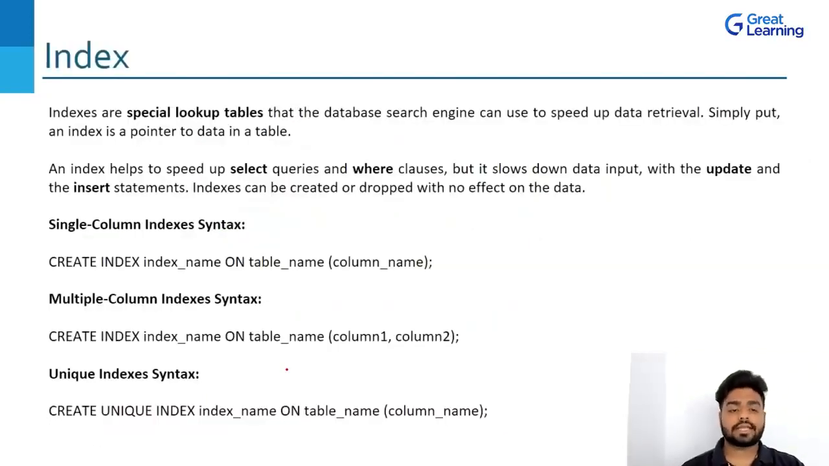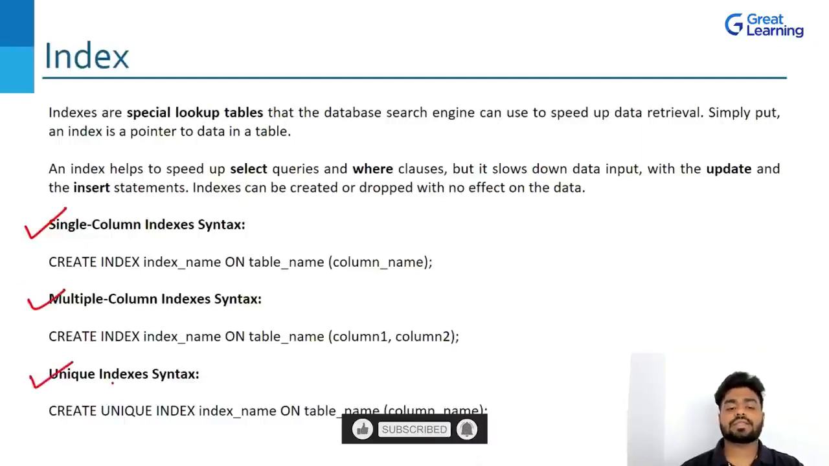Let's move to the index. Indexes are a special lookup table that a database search engine can use to speed up data retrieval. Now, what are these? These are basically kind of a table which is used to actually make your task easier because search engine can find these indexes very soon. Single column index syntax, multiple column index syntax and unique index syntax.